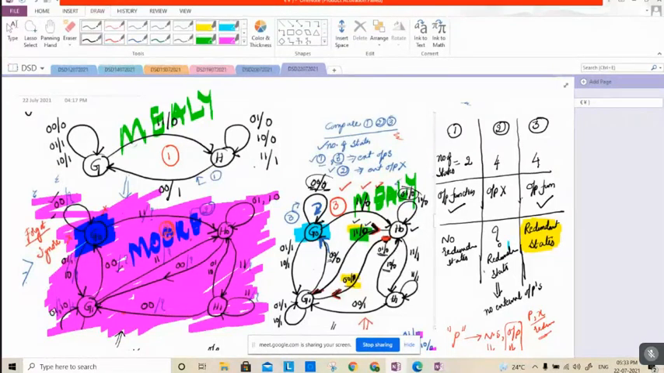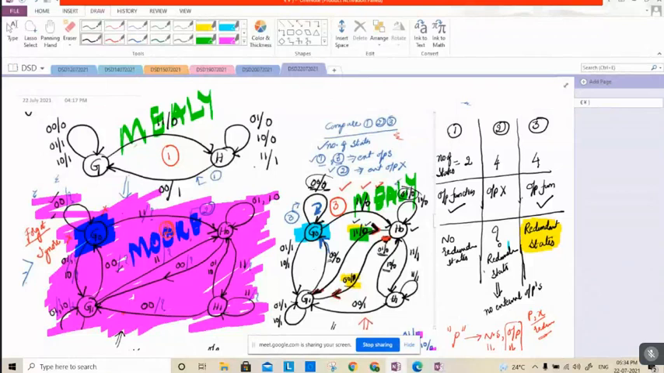Why? Because in Moore state machine we are fixing one particular state to one particular output. Isn't it? Yes, sir. We are fixing one particular state with one particular output in Moore machine. So whenever we are moving from Mealy state machine to Moore machine, definitely the number of states are going to increase. 90% the number of states will increase.